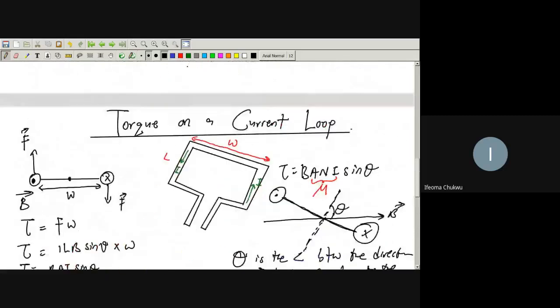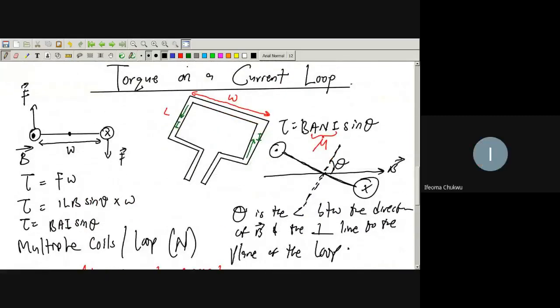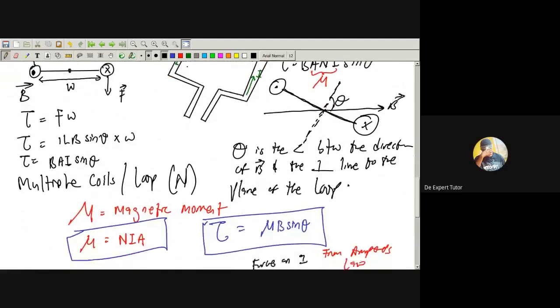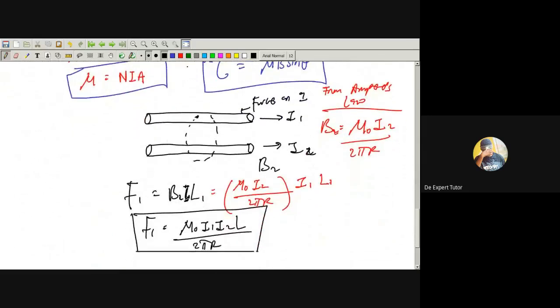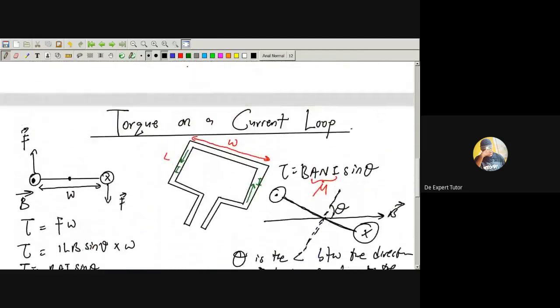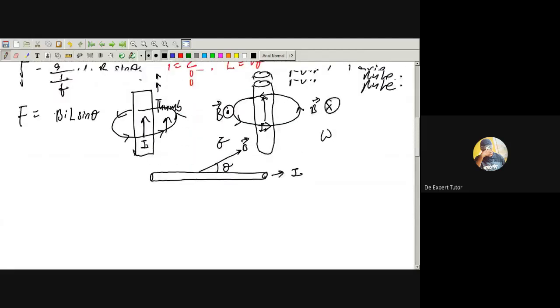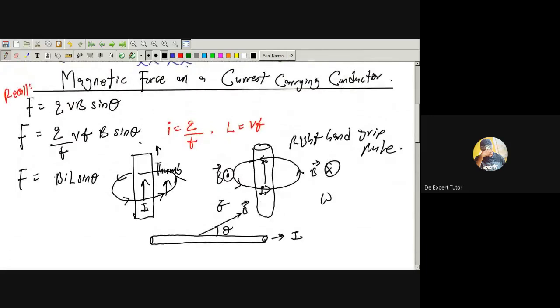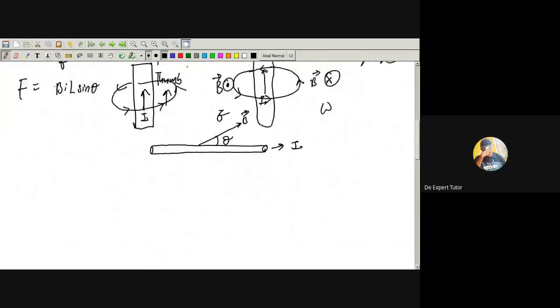Is it your left hand rule? What is it? Very well. But whatever we have considered here is basically on right hand rule. There's actually a left hand rule, but that is under electromagnetism. Are we together?